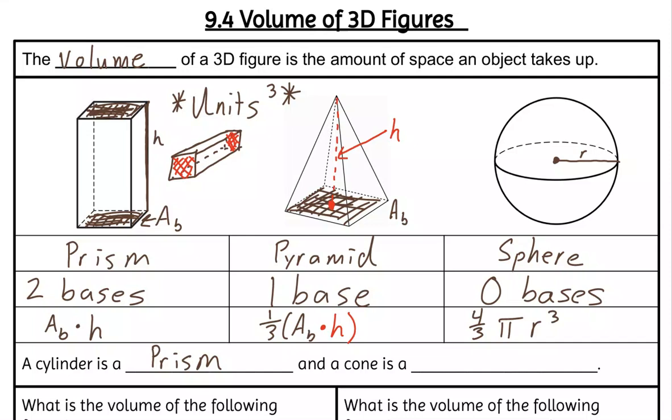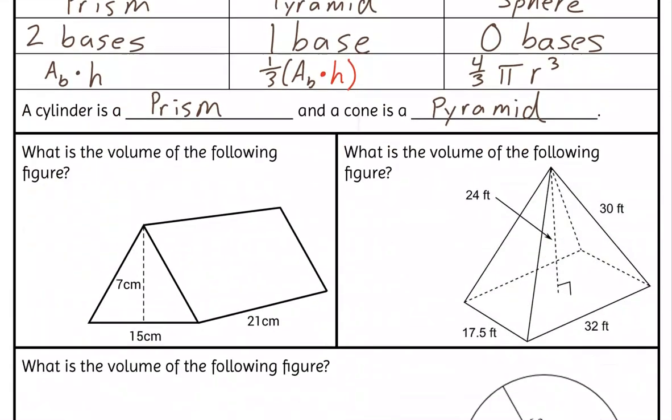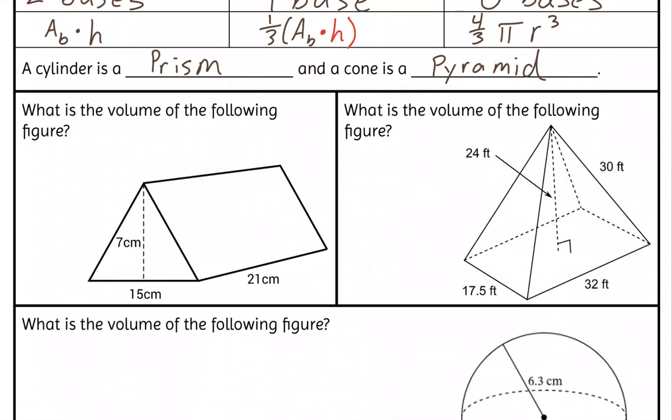Now, if you have a cone, you're going to treat it the same as if you were to use a pyramid. So again, find the area of your base, multiply it times your height, and then divide by 3. And that's all that we're doing here. So let's go ahead and do some examples here.